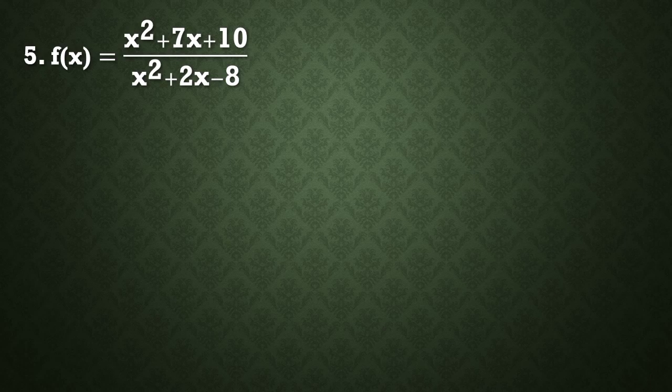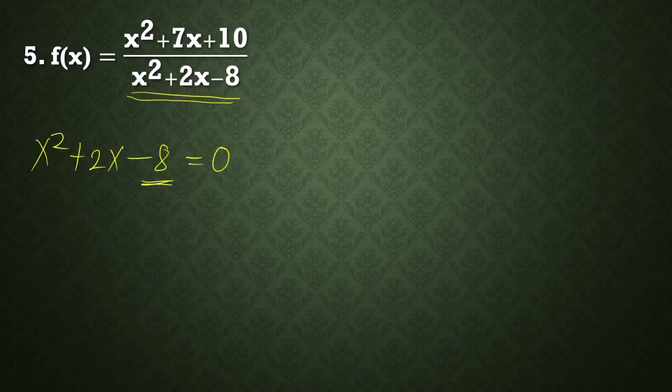So let's have example number 5. f of x is equal to x squared plus 7x plus 10 all over x squared plus 2x minus 8. So again, quadratic polynomial ang ating denominator. So x squared plus 2x minus 8 is equal to 0. And then what are the factors of negative 8 that when added will give a sum of 2, the coefficient of x, the middle term? So that is x plus 4 and then x minus 2 is equal to 0.